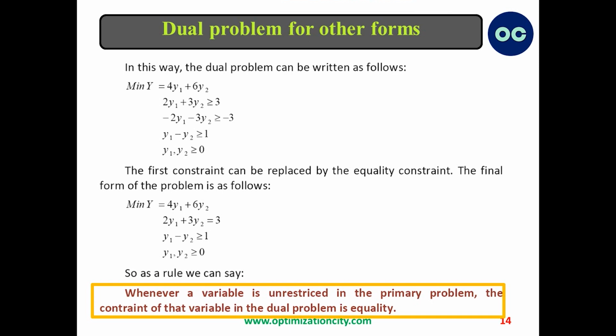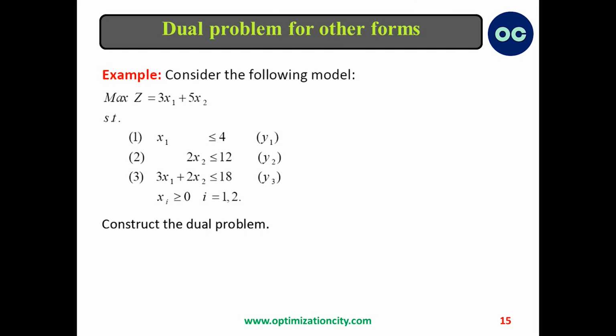So there is another general rule you should remember. Whenever a variable is free in sign or unrestricted in the primal model, the corresponding constraint for that variable in the dual model becomes an equality. This is another important point you should consider. Let's consider the following model.